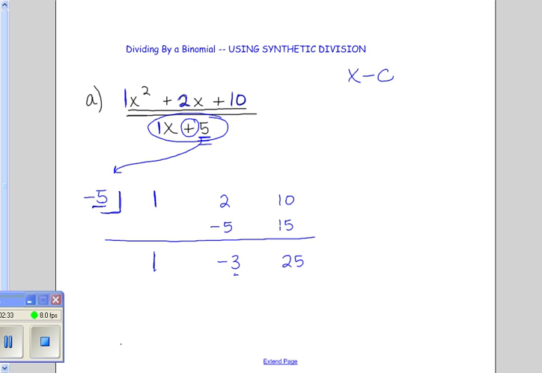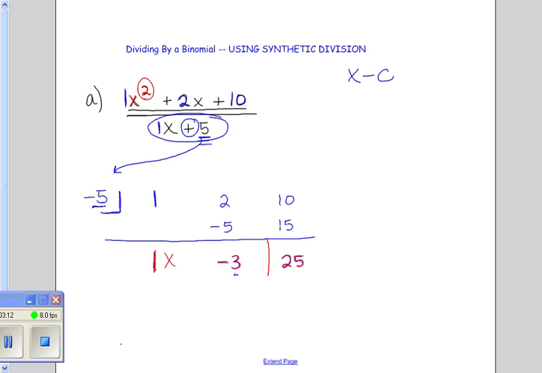The numbers across the bottom, the 1, the -3, and the 25, will represent the answers to this division problem, but I have to go back and plug in the variables. So I look at the polynomial that I'm dividing. The degree is 2 because it has an x squared. I will always start 1 degree less than that polynomial, so here it would be x. So my answer would be 1x minus 3.